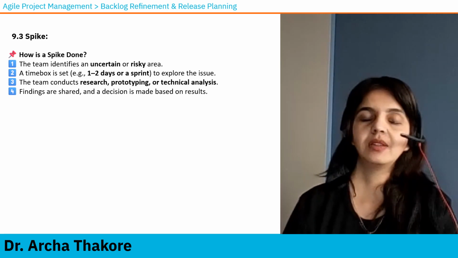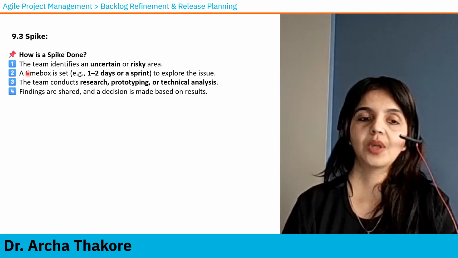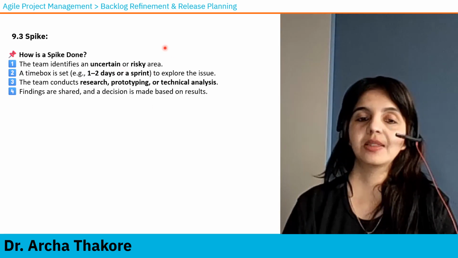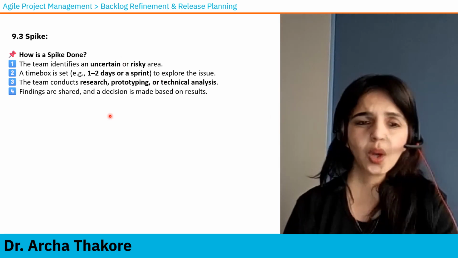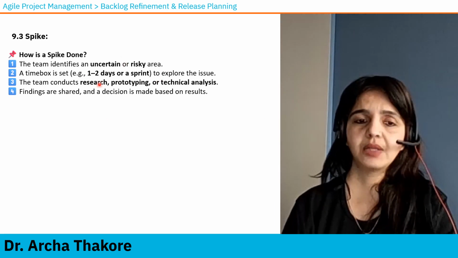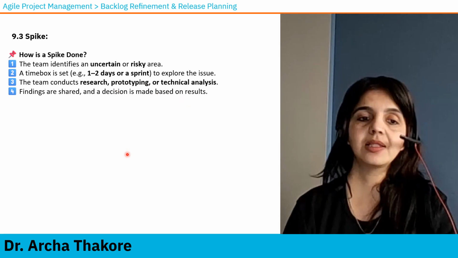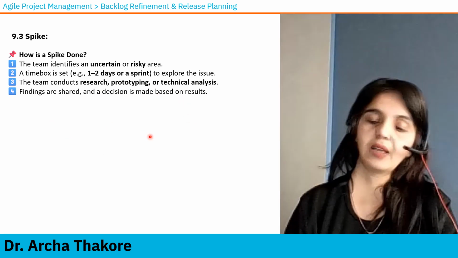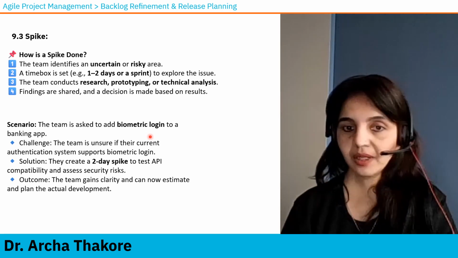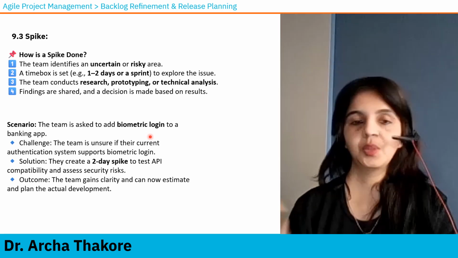How is it done? Quickly, we can talk about it. The team identifies the risk area or the topic that they want to talk about. A time box is set, 1 or 2 days. The team conducts research, prototyping, technical analysis. Findings are shared and decisions are made. In simple terms, you're just taking more time to discuss something more in detail.